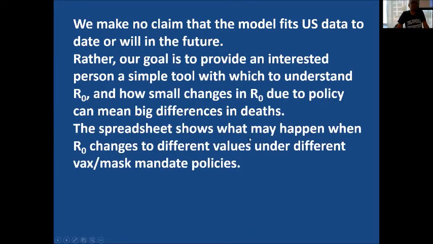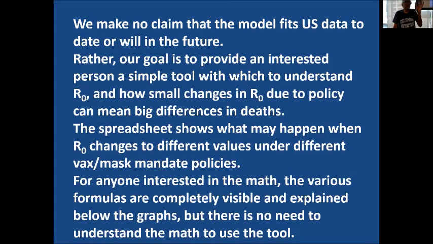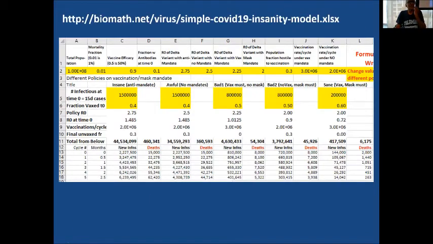In the spreadsheet, I try to show what may happen when R0 changes to different values under different mandate policies. I'm not going to show the math or the formulas in Excel very much. I will do that towards the end. But if anybody is interested, it's all visible. The formulas are not hidden in any way, and they're also explained at the bottom of the spreadsheet. So, okay, I would like you to open the spreadsheet.